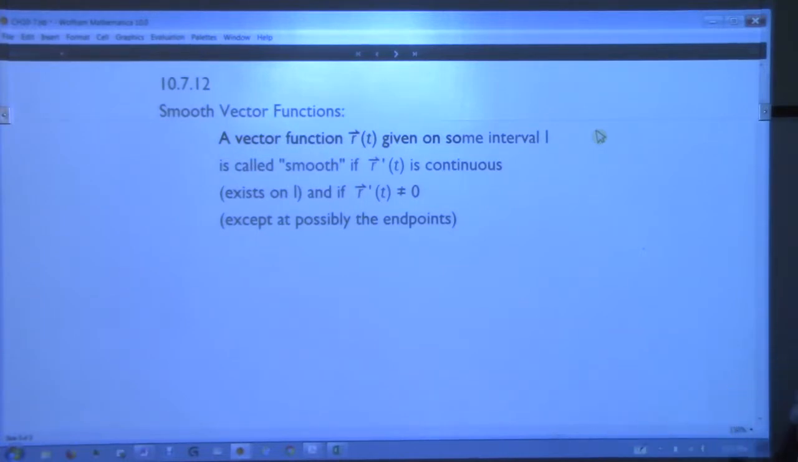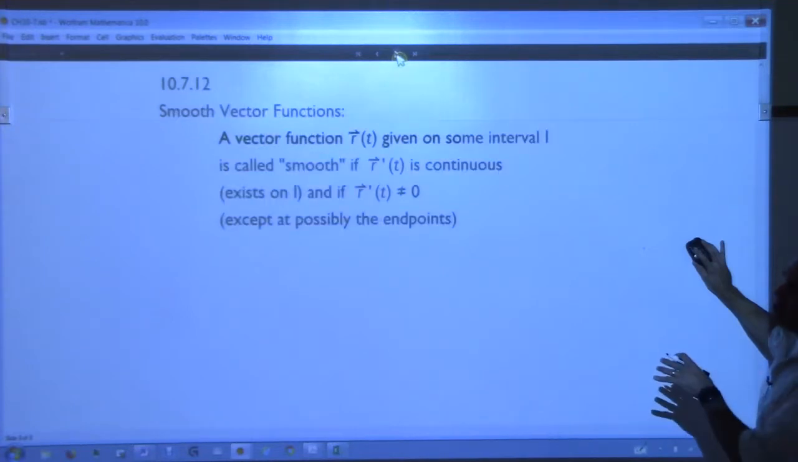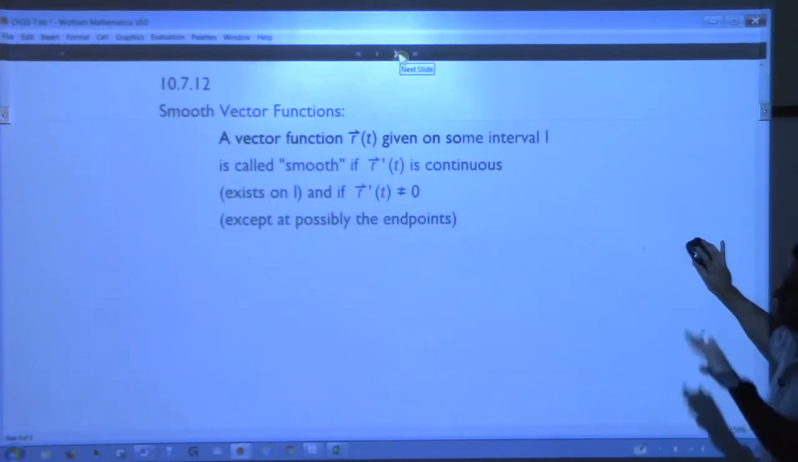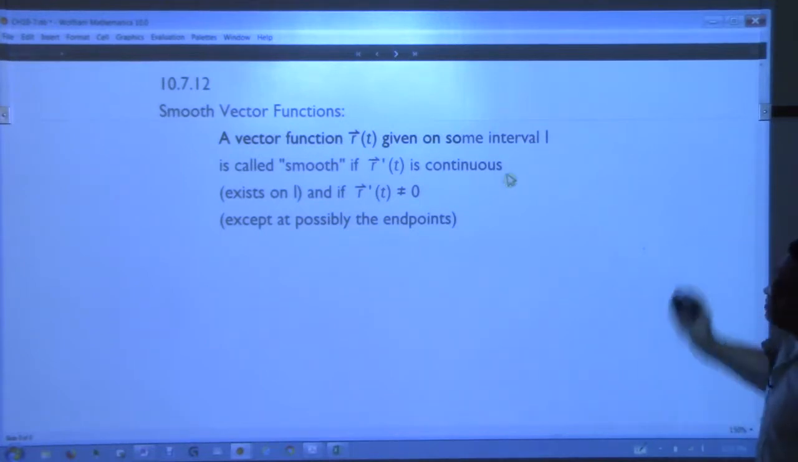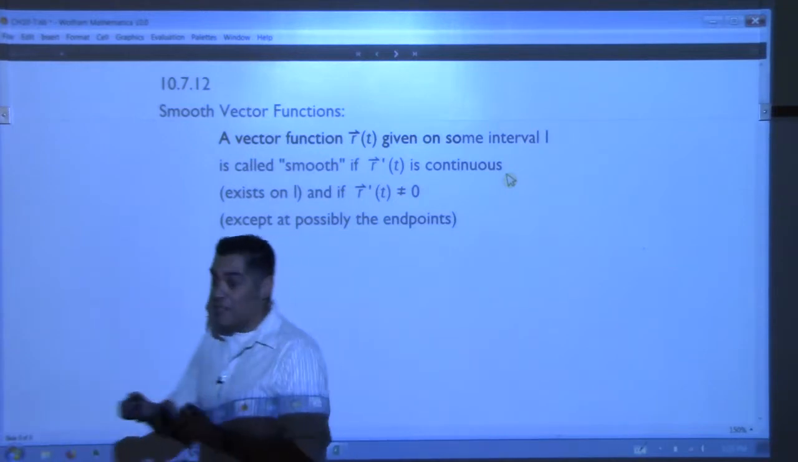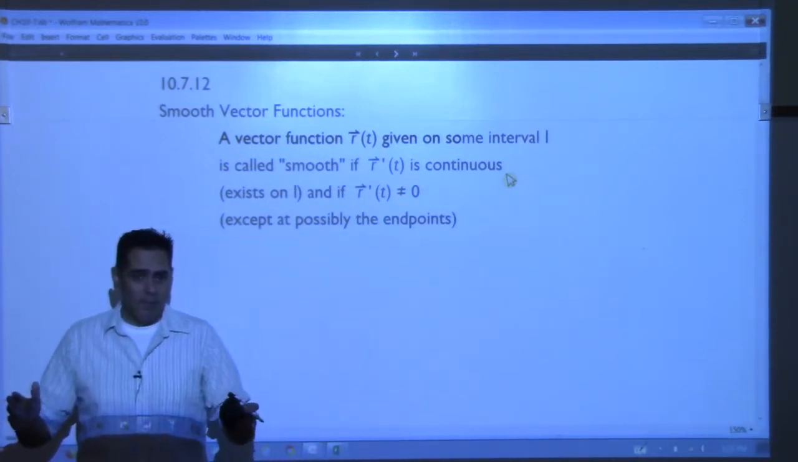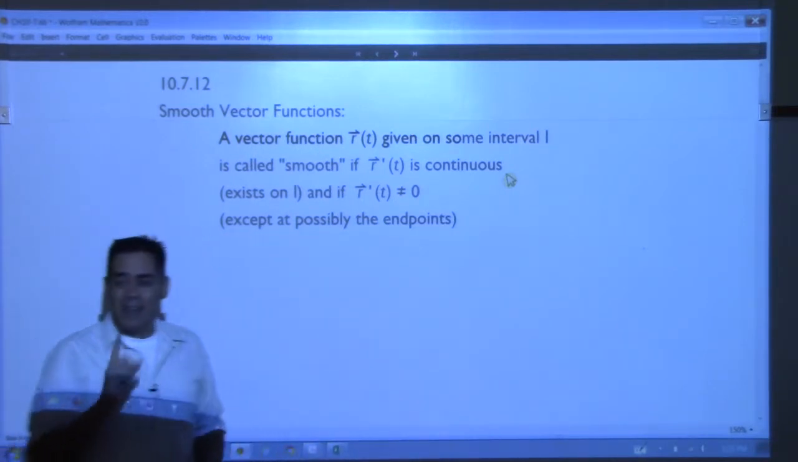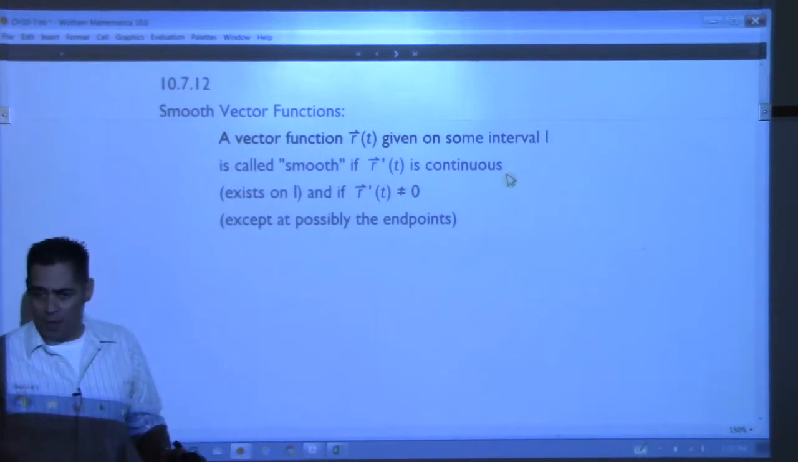Now this is a little confusing because I was just talking about second derivatives, right? This definition does not have anything to do with second derivatives. So just real quick, we're going to talk about smooth. So smooth functions have nice derivatives on the interval, and the derivative is not 0 except at endpoints.